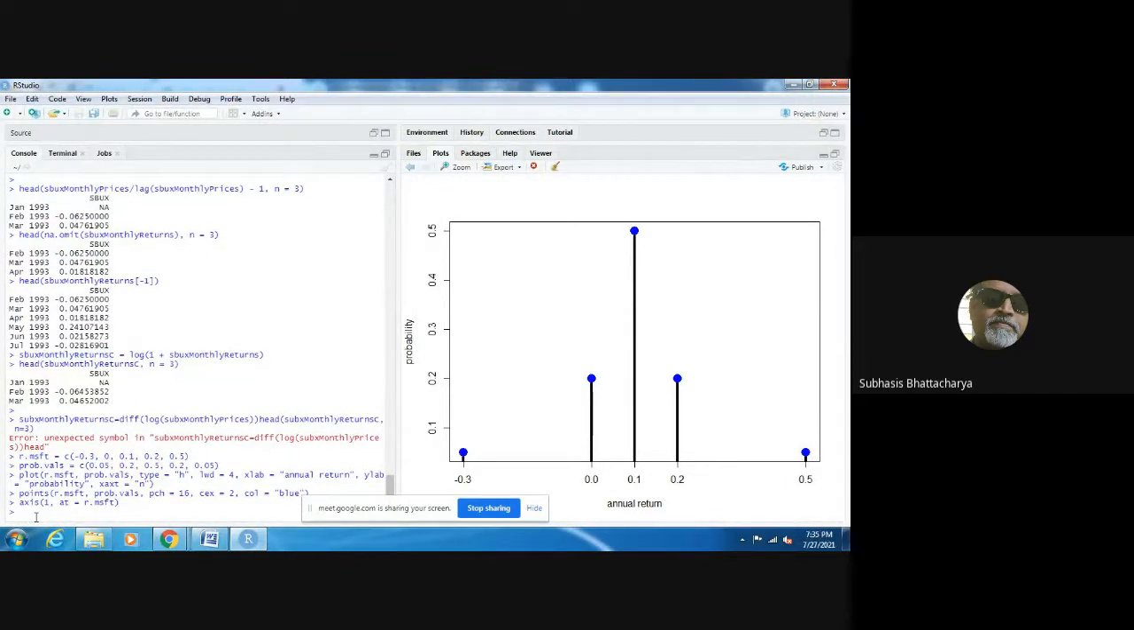So these are the discrete values, which are shown in terms of probabilities. The probabilities are measured here, and the returns are measured here. So it follows a pattern, arranged from lowest value to highest value. The probability distribution looks like a normal distribution, though it is a discrete one.